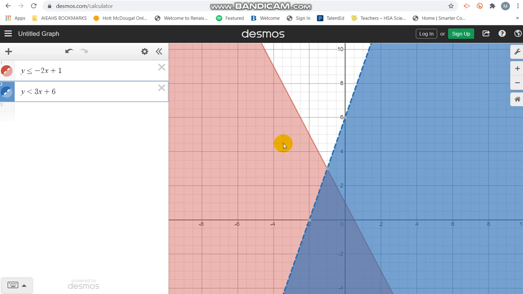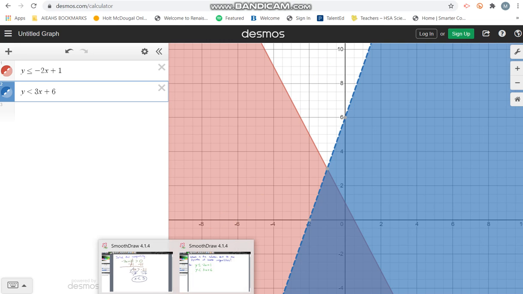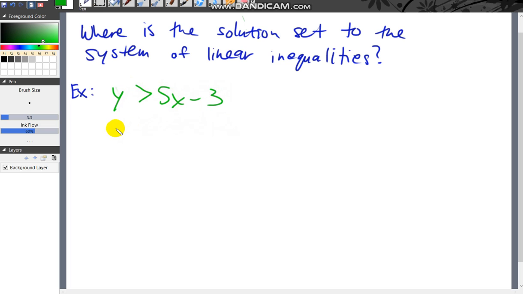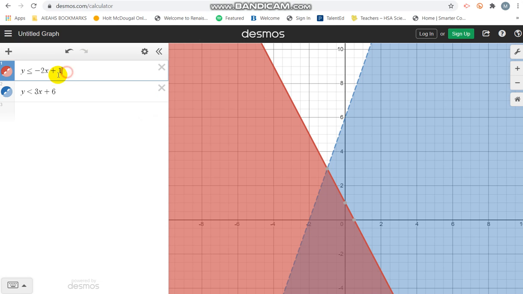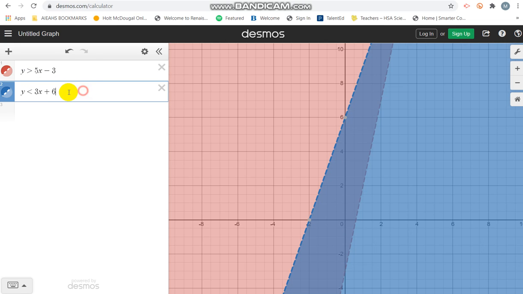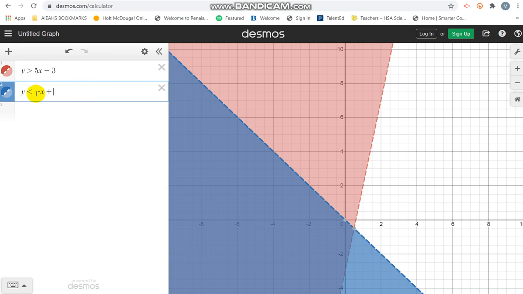Okay, I'm going to finish off where we left off. Last problem. I'm just going to erase this. The last example I had was y is greater than 5x minus 3, and the other graph is y is less than negative x plus 9. So we're going to go to Desmos and graph both of these: y is greater than 5x minus 3, and y is less than negative x plus 9.